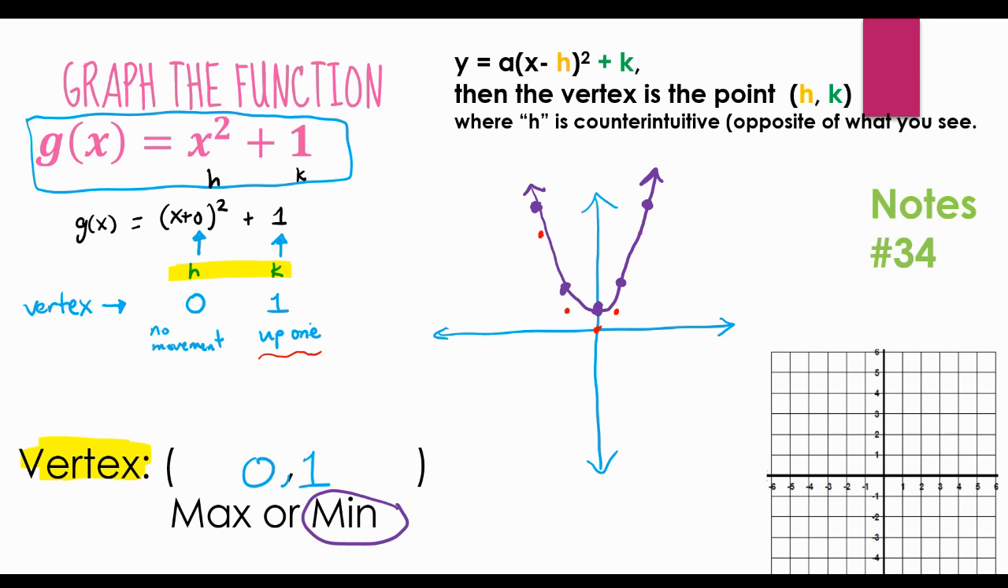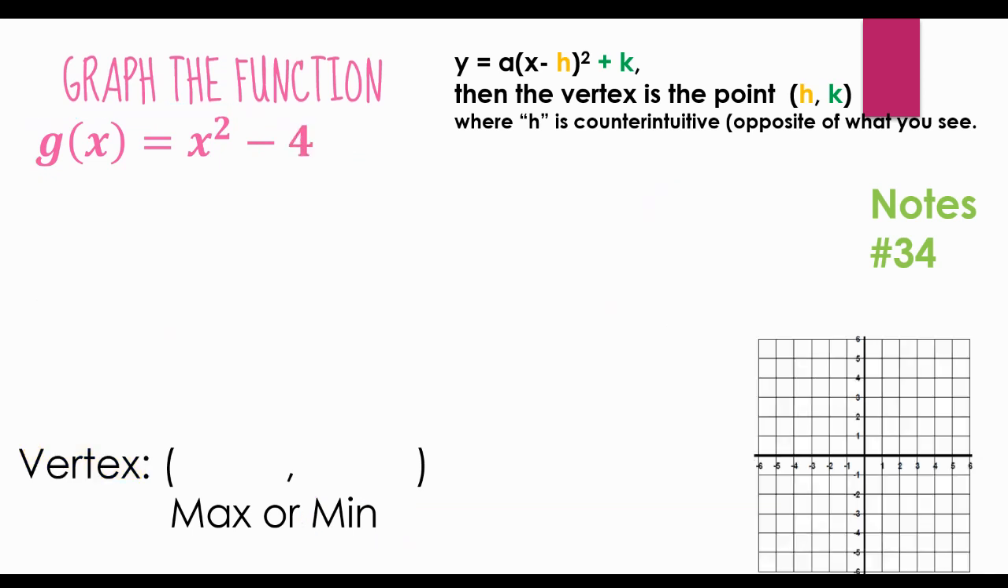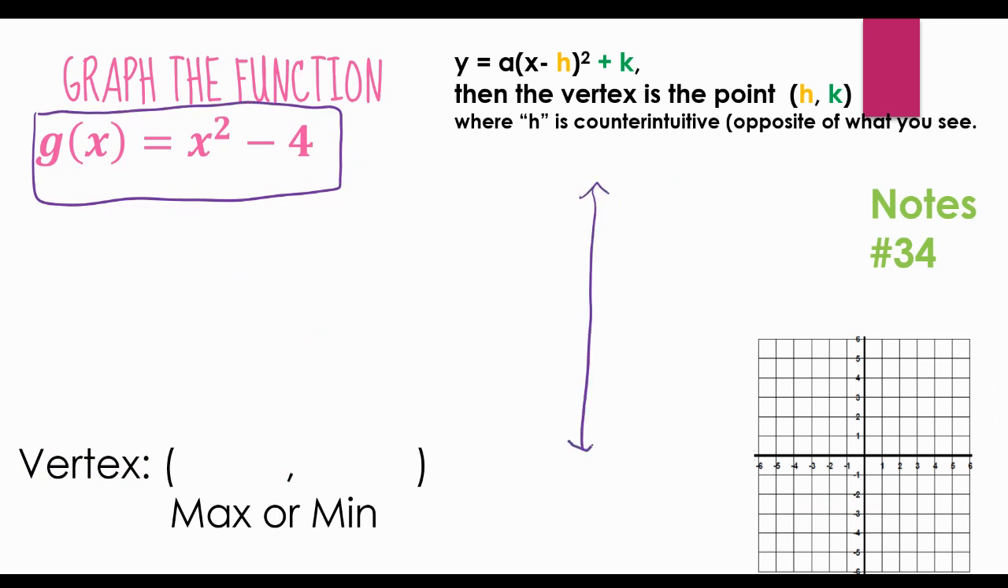You can hit pause if you need to. Okay, go ahead and write down the next function. Draw your grid. Make sure you put your parent dots on there. So 0, 0, 1, 1, 2, 4, negative 2, 4. That's the position for h. This is the position for k. There's no h, so h is 0, k is negative 4.